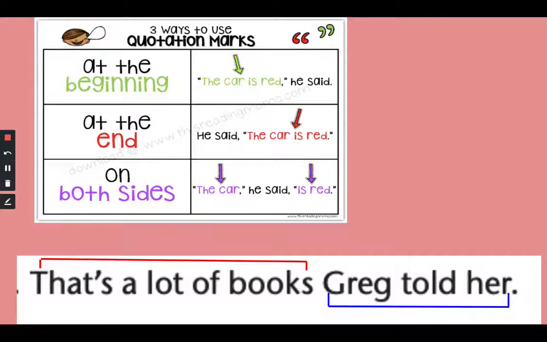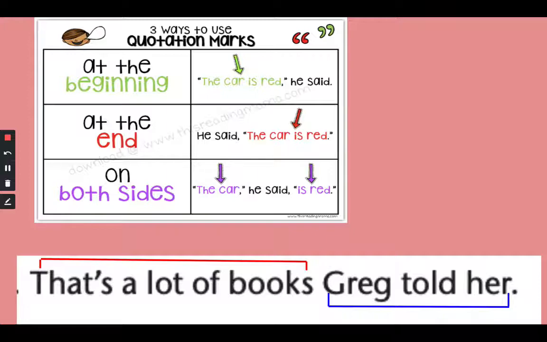So the who is speaking, the he said in this case, is first. So he said, comma, and then the quotation marks. The first letter inside of the quotation marks is always going to be a capital letter, just like you are starting a new sentence. And just like a sentence, it needs to end with a quotation mark.